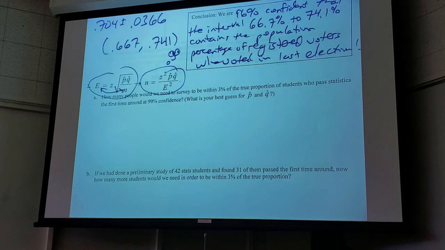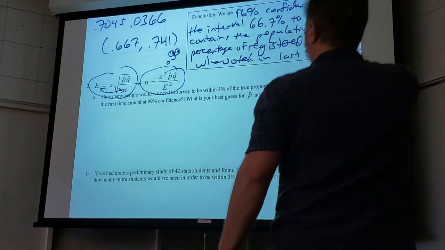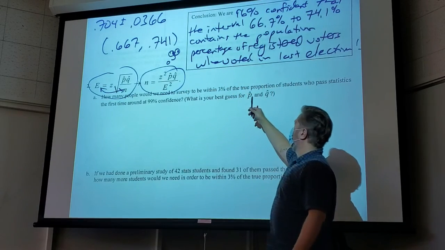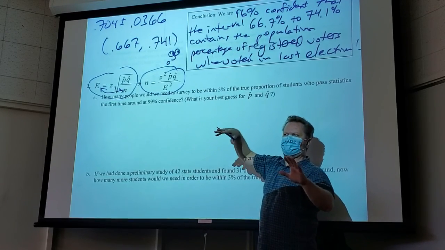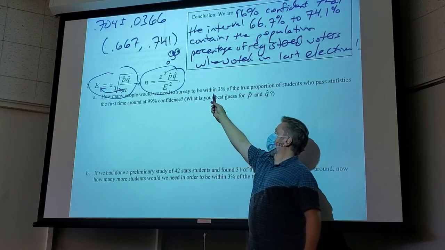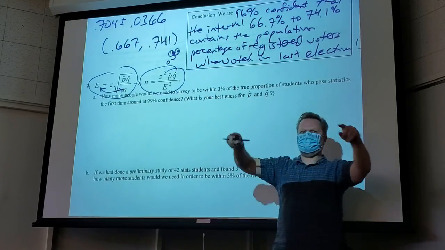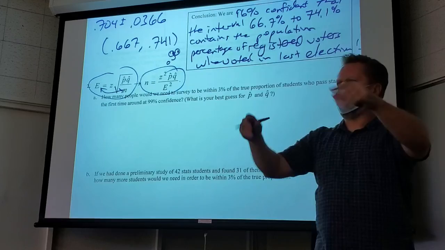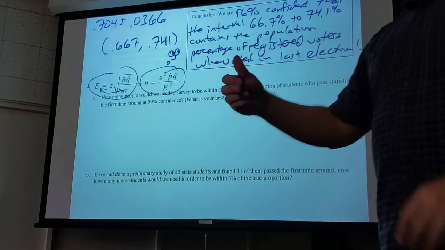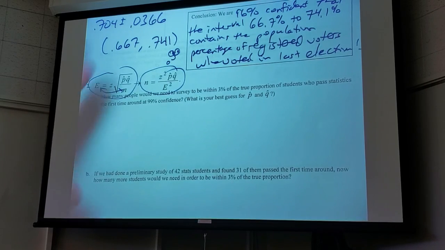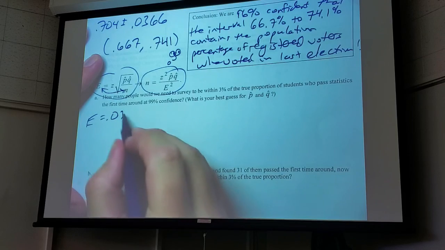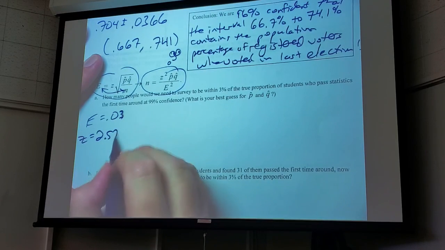0.0366. No, be careful. This does not have anything to do with the first problem. 2A is an error that I want to have. 3%, right? What seems to be a decent keyword that will show up, not every time, but almost every time? Within. Isn't within kind of like the idea of the error? Give or take, I'm within this much, that's the error. So I know E is 0.03. What's the Z-score for 99%? 2.57. Good. 2.575.